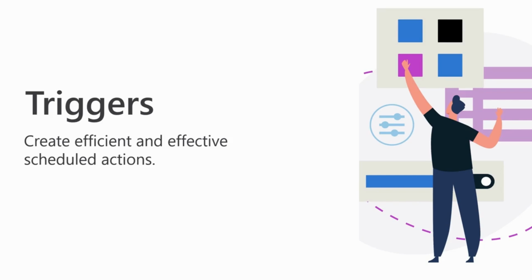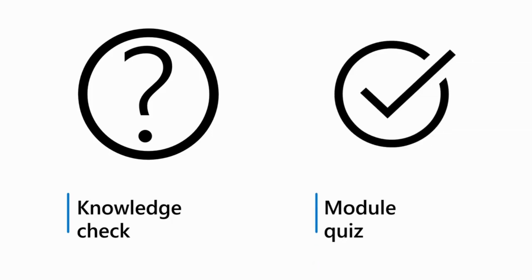Triggers are used to create efficient and effective scheduled actions. For example, AdventureWorks can use triggers to automate parts of their Power BI workflow, like refreshing data and emailing reports. Next, you undertook another practical exercise. In this exercise, you implemented triggers to automate your workflow in Power BI. You then tested your understanding of the concepts that you encountered in this lesson in the knowledge check. Finally, you undertook a module quiz. This quiz tested your understanding of all concepts that you explored in this module.